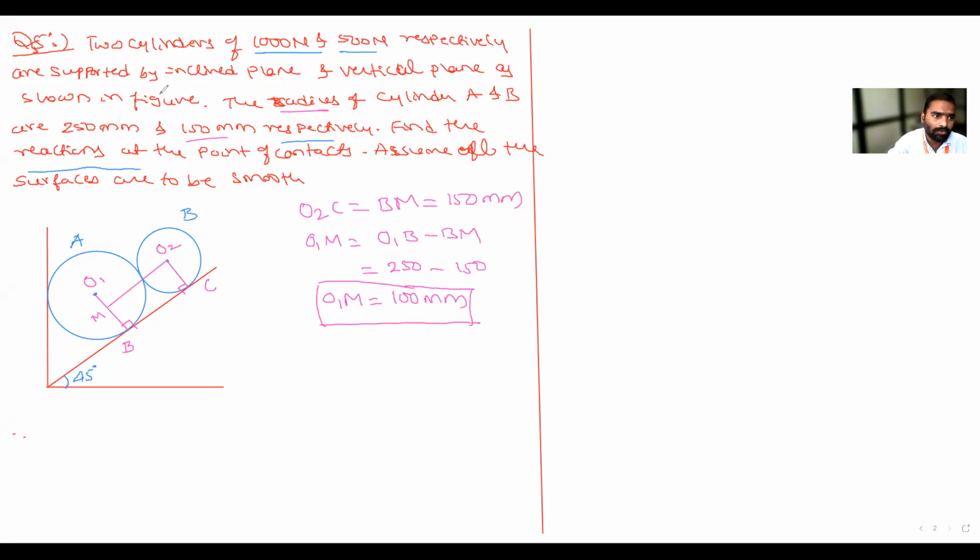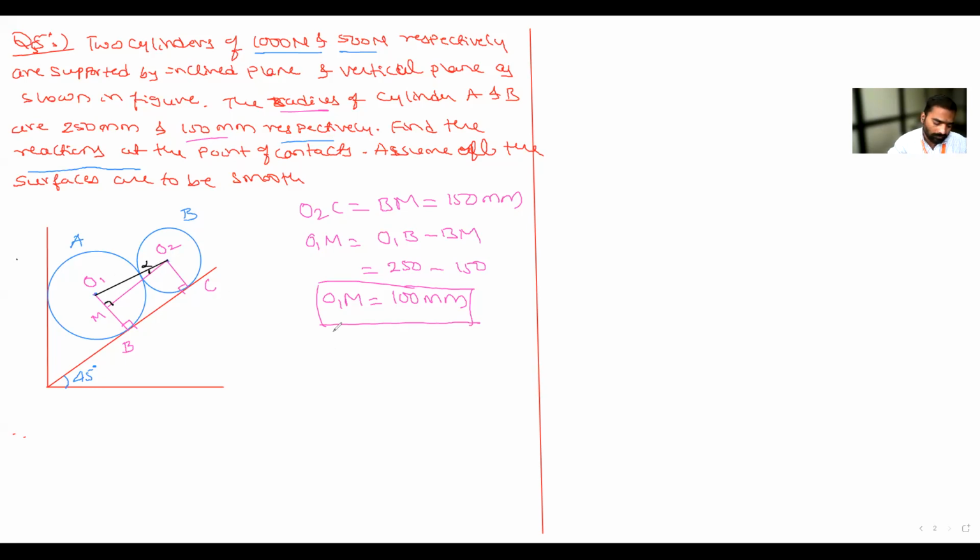So now what I will do? I will join these two, O1 to O2. Now this is making an angle. This is alpha. I want to find out this alpha. What is the angle here? 90 degree.